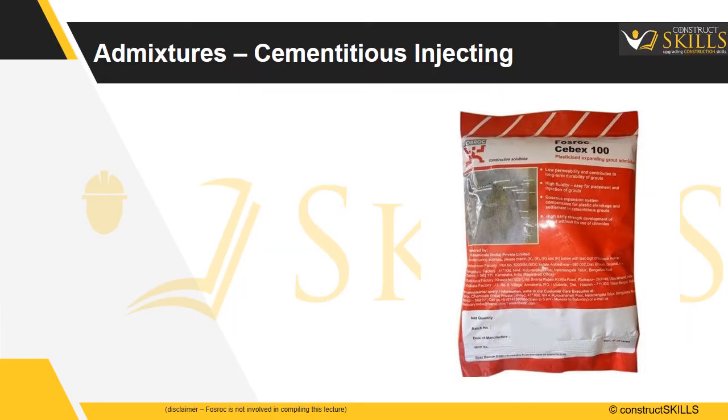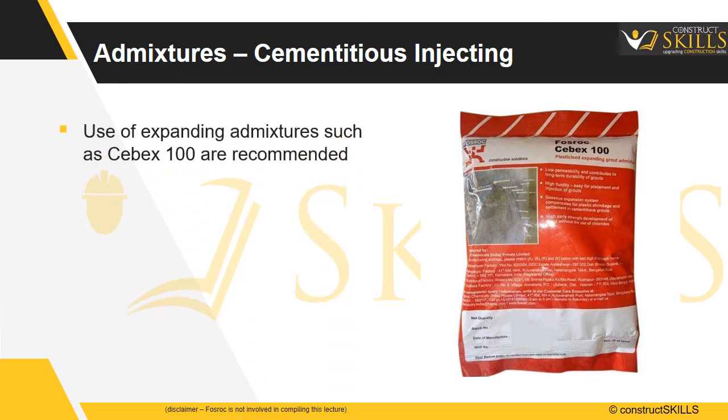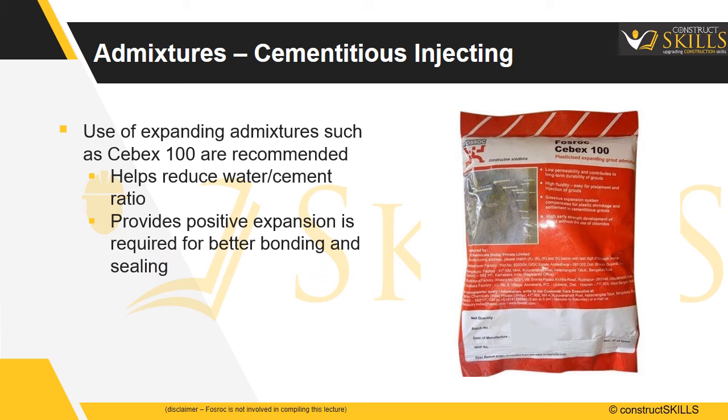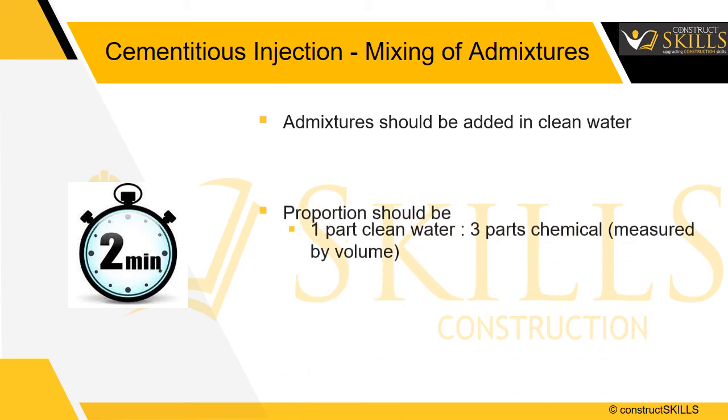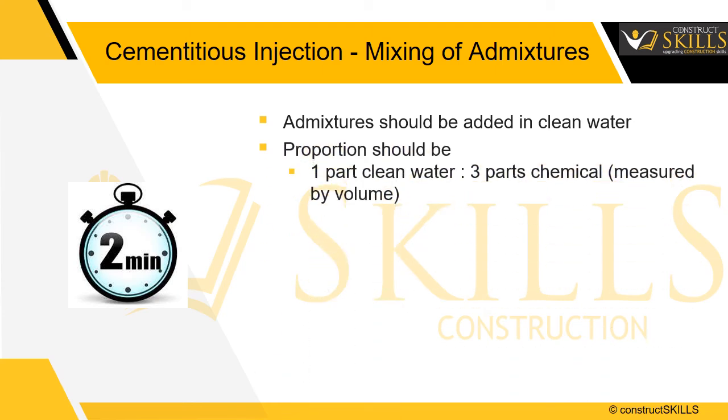All cementitious grouting must be carried out with a cement-based grout incorporating a plasticized, expanding powder admixture. The admixture must be iron-free and chloride-free. Method of mixing admixtures. The admixtures should be added in clean water. The proportion should be 1 part clean water to 3 parts chemical, measured by volume.